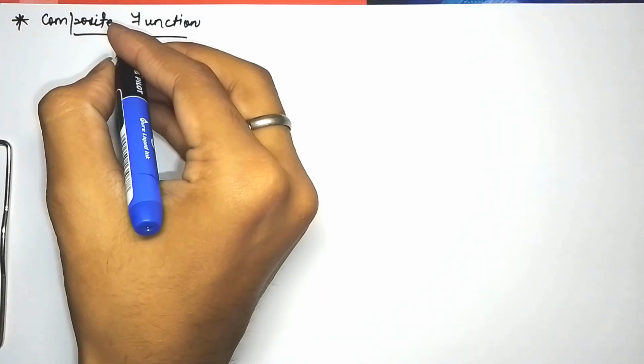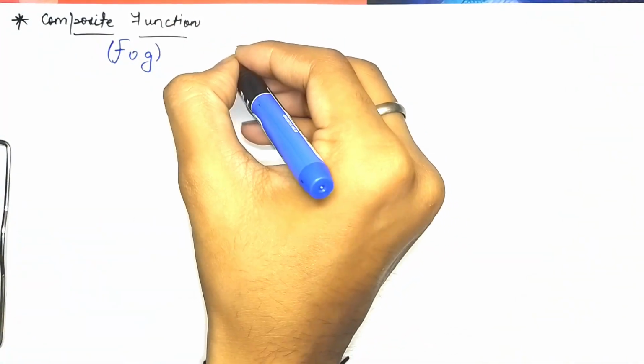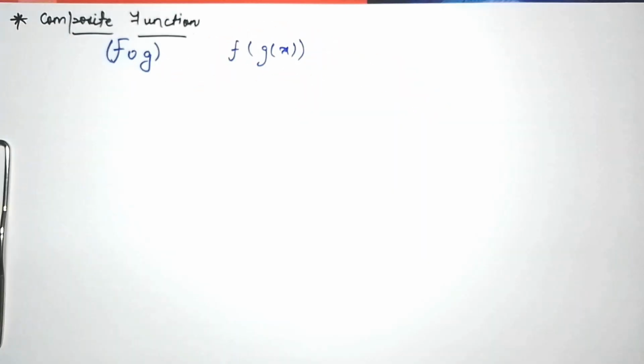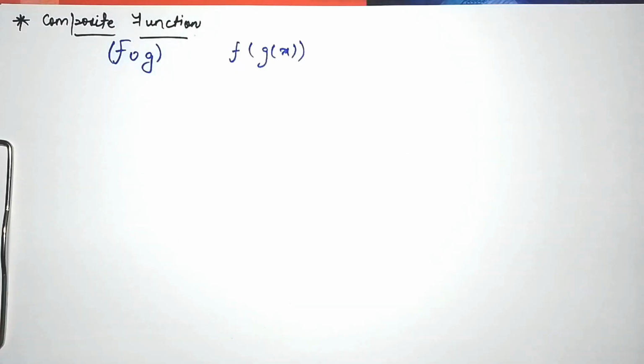Hello everyone, in this video we are going to discuss composite functions as well as restrictions on functions. So let us first start with composite functions and understand what is meant by them. Let me first ask you something. In your textbook or in your courses, you must have seen something like f∘g or f(g(x)). What does all this mean? All of these are just representations of composite functions.